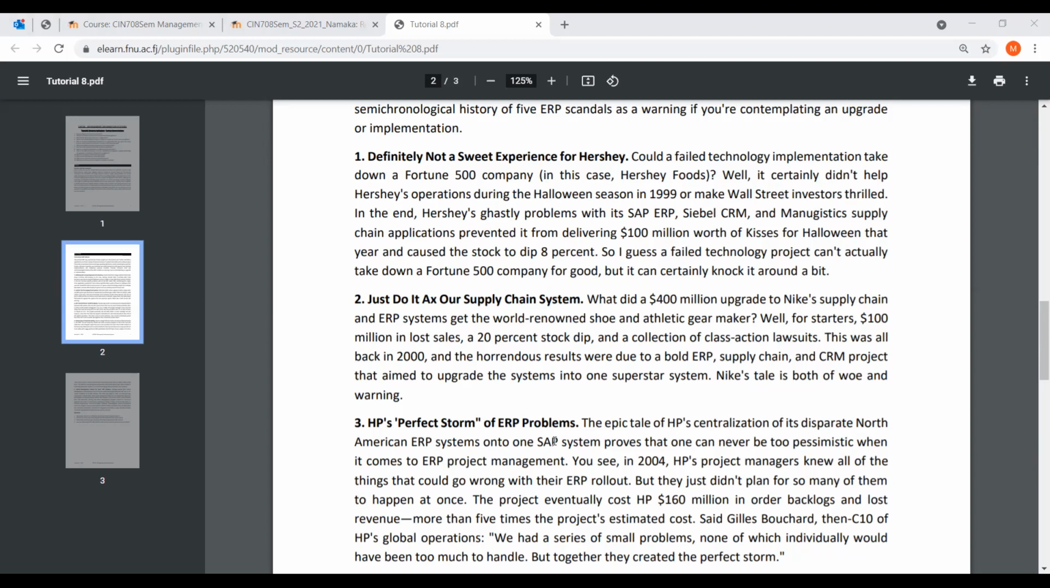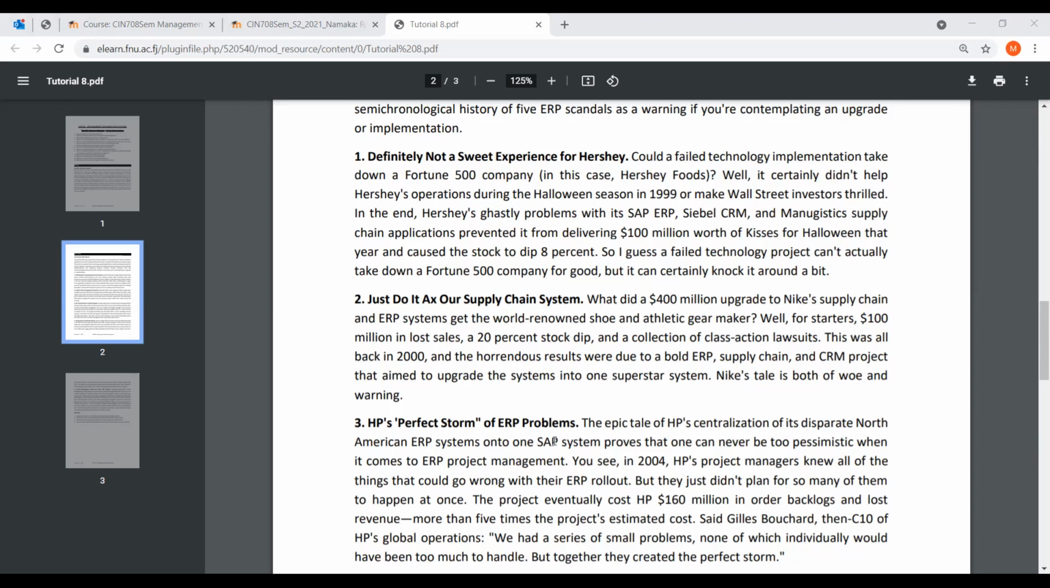Now, what this case study is trying to imply is the experience of Hershey's with a failed ERP system. Now, what you notice is that they have a SAP-based ERP. SAP is a company, Siebel is another company for CRM, and Manugistics is another company. So they had ERP, CRM, and supply chain management from 3 different companies, integrated and implemented together.